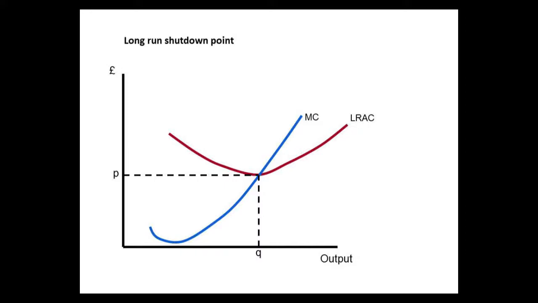Anywhere above P, the firm is making supernormal profits and so wants to stay in the market. At price P, it's making normal profit, so it still would like to stay in the market, but anywhere below P, the firm is making a loss and therefore will decide to shut down because there's no reason for it to stay in the market if it's making a loss.